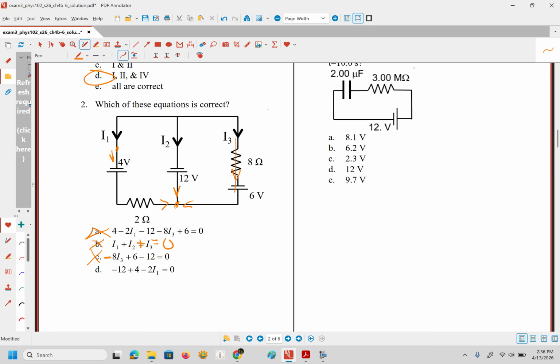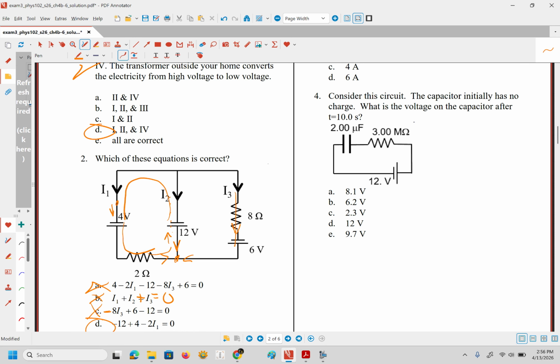This last one better be right. Let's see, minus 12, so that means I'm going to be going in this direction. Minus 12 plus 4, going around here, that's right, plus 4, minus 2i1, and then I come back. That is indeed the right answer. So number 2 is D.